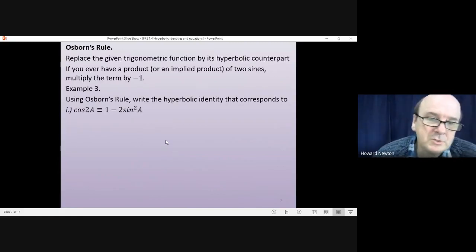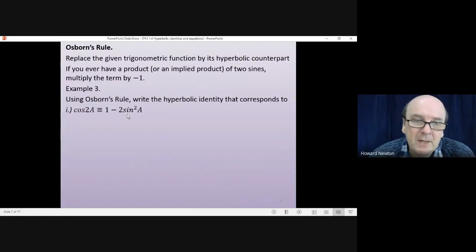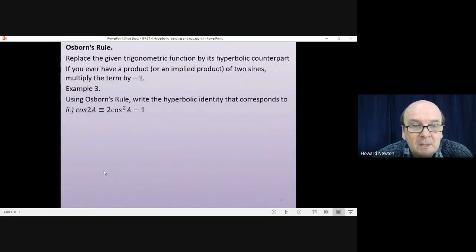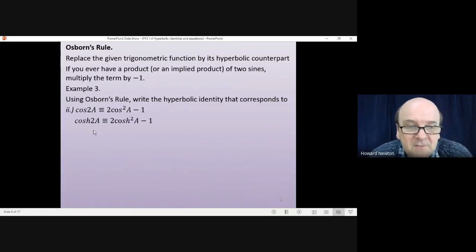So number 1 was cos 2a equals 1 minus 2 sin squared a. The hyperbolic equivalent of that is cosh 2a is equal to 1 plus 2 sinh squared a. Product of two sines there, so the minus has to change to a plus. Second one, cos 2a is equal to 2 cos squared a minus 1. The hyperbolic equivalent of that is cosh 2a is equal to 2 cosh squared a minus 1. Nothing has to change because there are no products of sines.